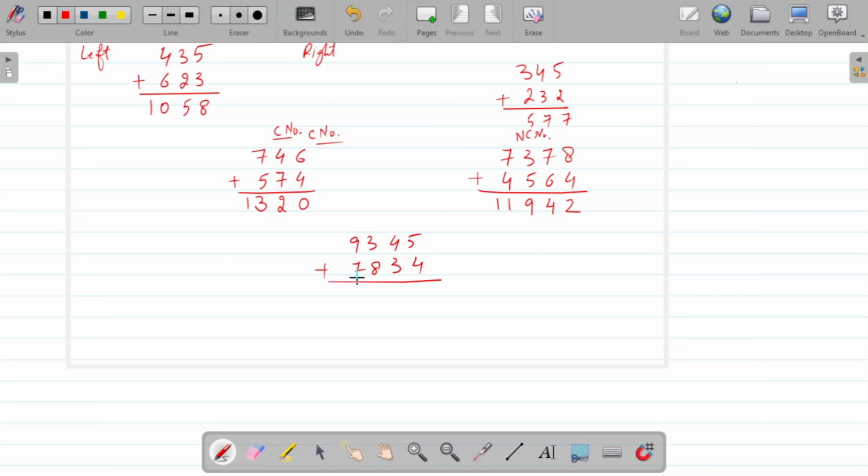9 plus 7 is 16. The next is a carry number, so it will be 17. It will take a fraction of a second to just look at the next number and increase the answer by 1. Next is 8 plus 3 is 11 and next is non-carry, so it will be 1 over here. 4 plus 3 is 7. Next is again a non-carry number. You will write 7 only. And 5 plus 4 is 9.